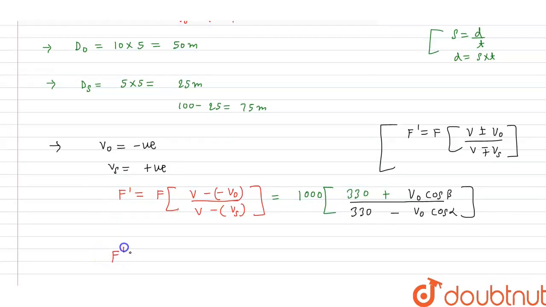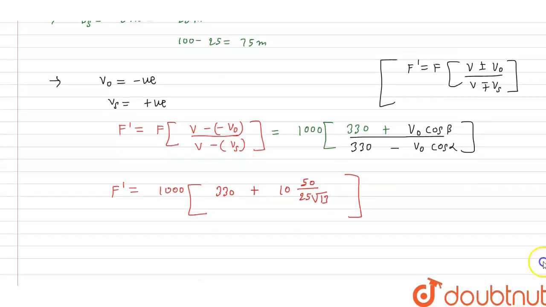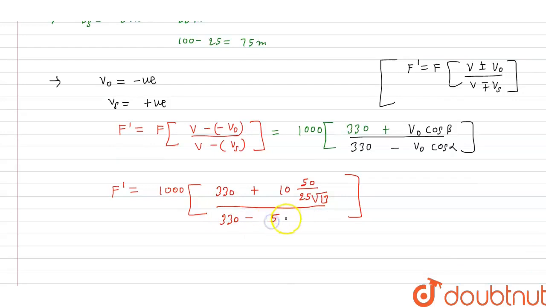So f dash is equal to 1000 into 330 plus 10 into 50 divided by 25 under root 13, whole divided by 330 minus 5 into 75 divided by 25 under root 13. After solving this, we get f dash is equal to 1030 hertz. This is the answer. Observed frequency after 5 seconds is 1030 hertz.